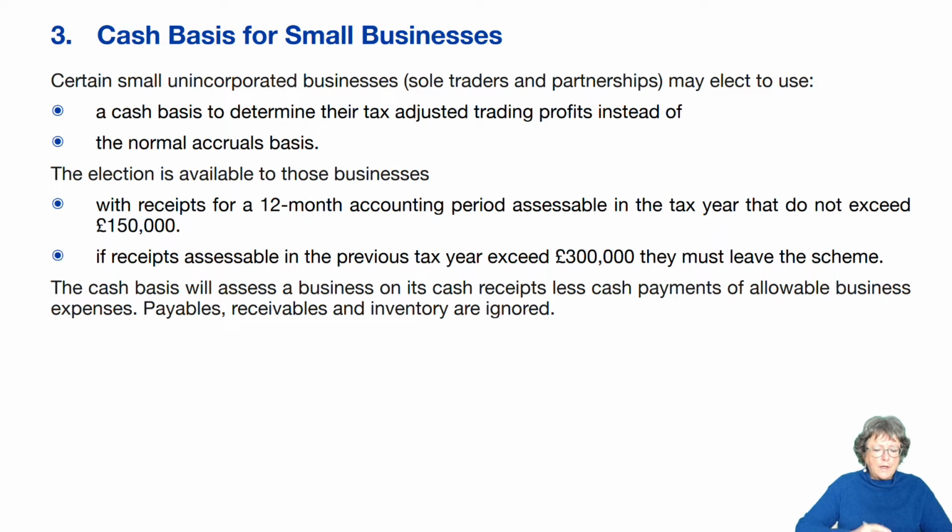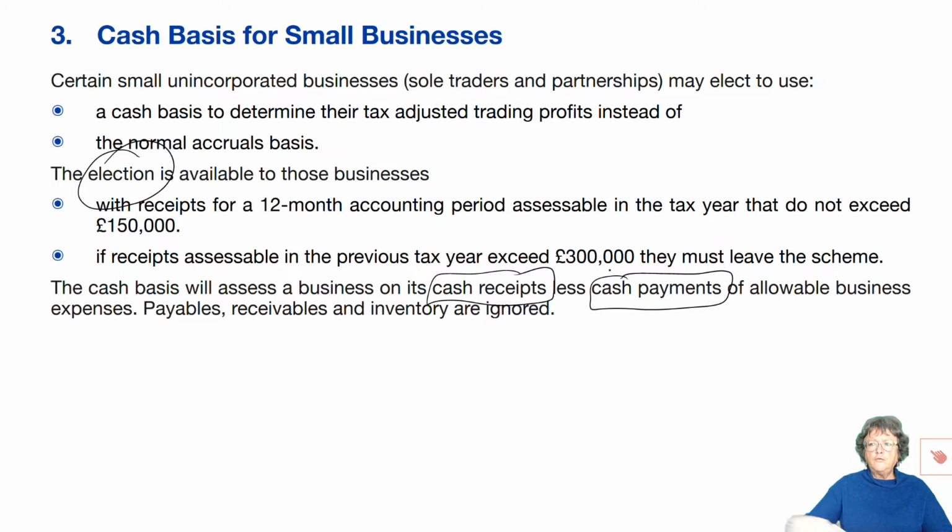Now, to do that, they must make an election, and their 12 months receipts, their income, must not exceed 150,000. So they are definitely small businesses. If they're between 150 and 300,000, then they have to leave the scheme. So it's basically cash receipts, money in, less cash payments, money out.